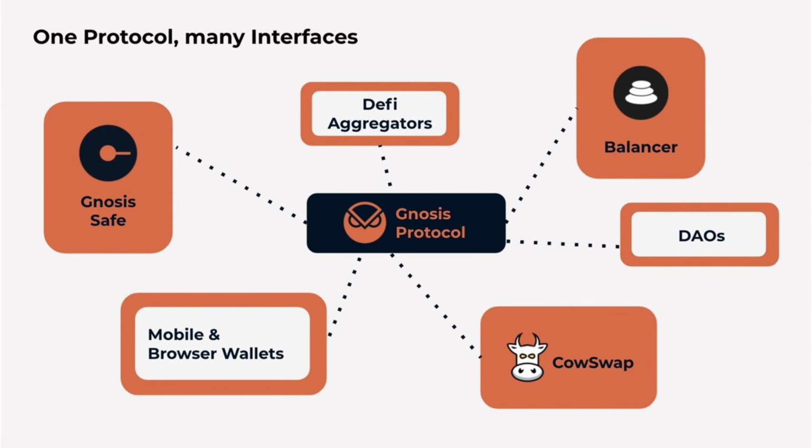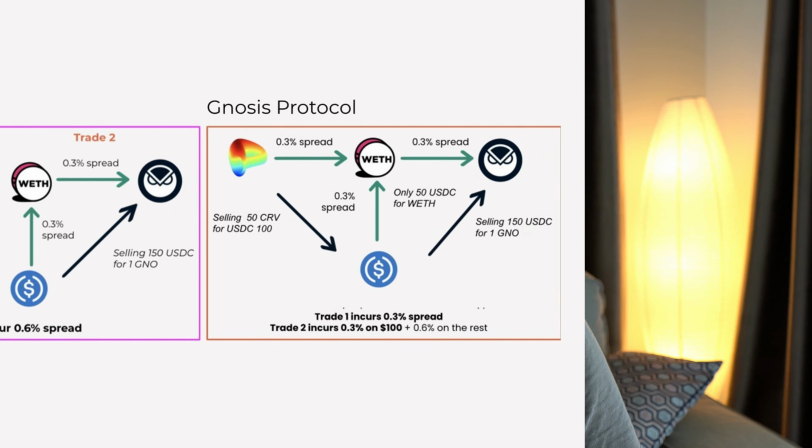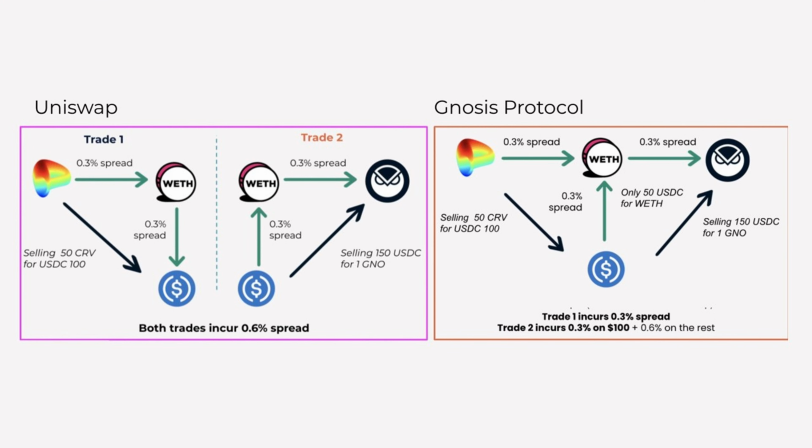So what is Gnosis Protocol? It is a meta DEX aggregator. That means it's an aggregator of the aggregators itself. So it taps directly into the liquidity of automated market makers like Uniswap, SushiSwap, etc., but also into other DEX aggregators like 1inch and Paraswap.